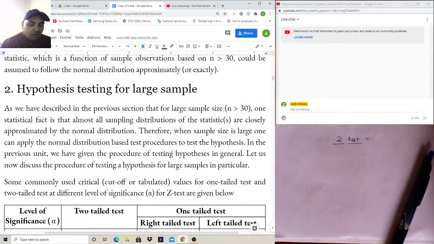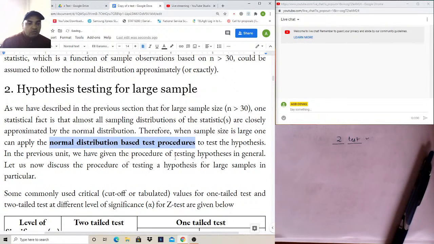As we have already described in the previous section, for a large sample size, when n is greater than 30, one statistical fact is that almost all sampling distributions of the statistics are closely approximated by the normal distribution. Therefore, when the sample size is large, one can apply normal distribution based test procedures to test the hypothesis, whatever hypothesis a researcher is making.